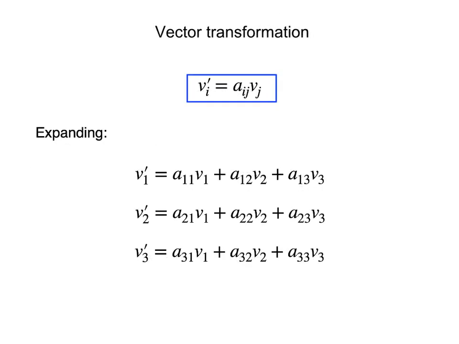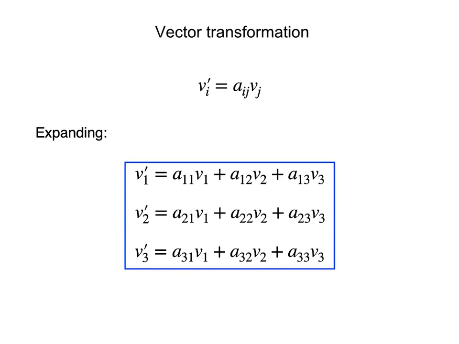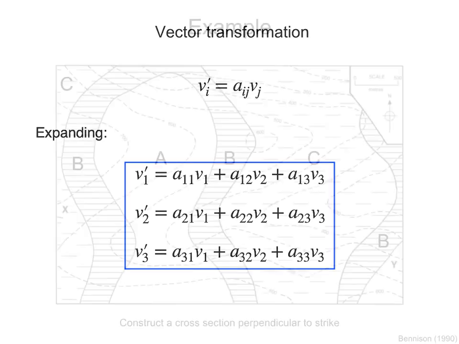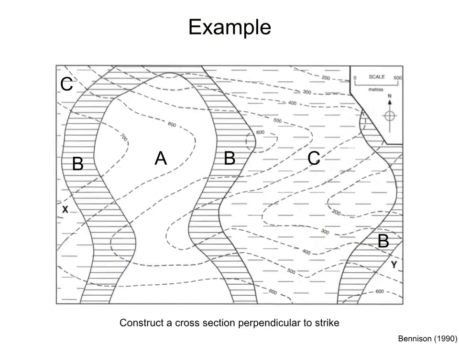We can then transform the position vectors of the points using this equation, which after expansion gives these three equations. V1, V2, and V3 are the east, north, and up coordinates of the point. To draw the down-plunge projection, one just needs to plot V'2 against V'1. In class, we will do this exercise using Python.